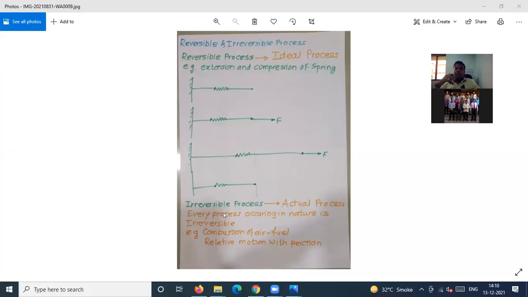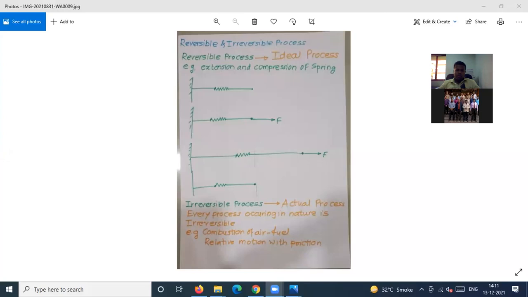You can minimize the friction, but you can't neglect the friction. So that is the irreversible process. Is that okay to all of you? Yes.